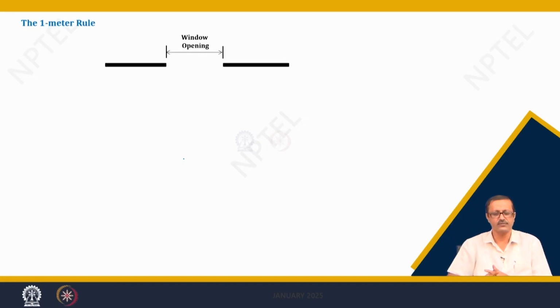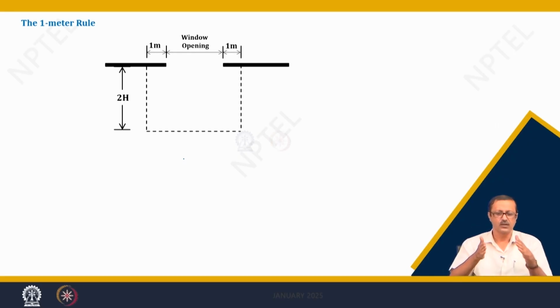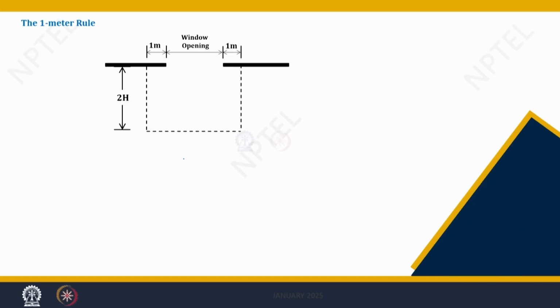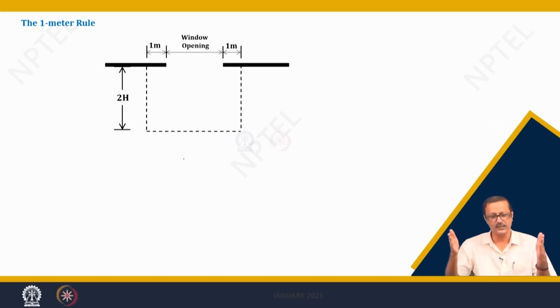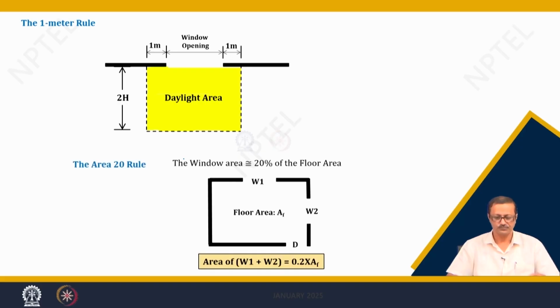The second one is called the 1 meter rule. The 1 meter rule is that, given the width of the window opening, 1 meter on the right side and 1 meter on the other side, the left, can be added together. And 2H we already know, that is the depth from the wall, and this particular area will be illuminated, the daylight area also. So, this area can be considered for the calculations.